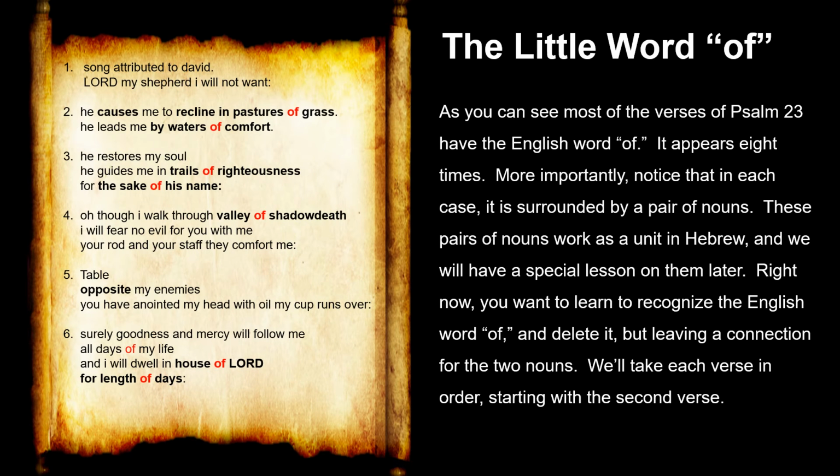The little word "of." As you can see, most of the verses in Psalm 23 have the English word "of." It appears 8 times. More importantly, notice that in each case it is surrounded by a pair of nouns. These pairs of nouns work as a unit in Hebrew, and we'll get a special lesson on them later. But right now, you want to learn to recognize the English word "of" and delete it by leaving a connection for the 2 nouns. We'll take each verse in order, starting with the second verse.